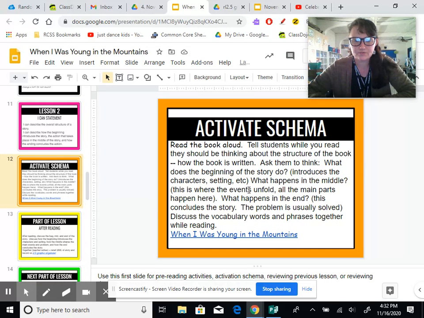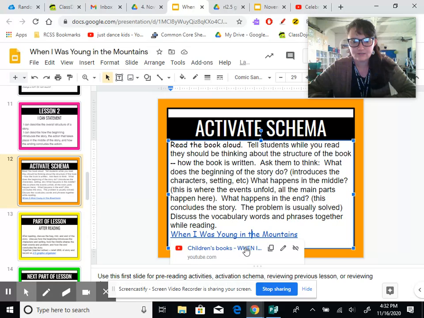So what we're going to do is look at the story again. And so when you're listening, I want you to be thinking about what does the beginning of the story do, what happens in the middle, and then what happens in the end. So think about the purpose of why they're there. Why is it important to discuss the beginning, middle, and end of the story? So let's get started.